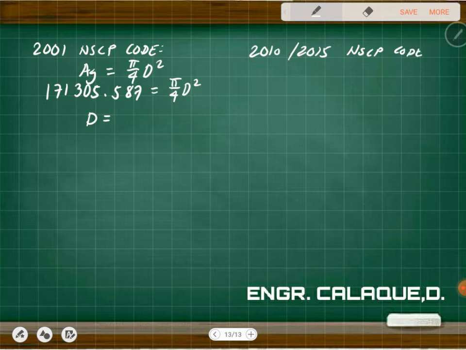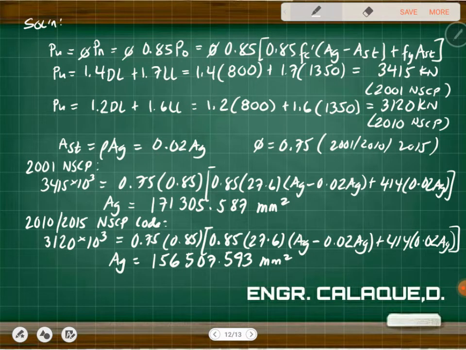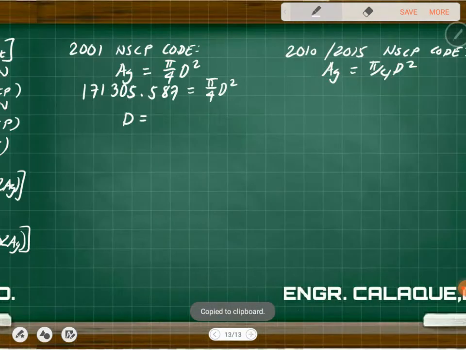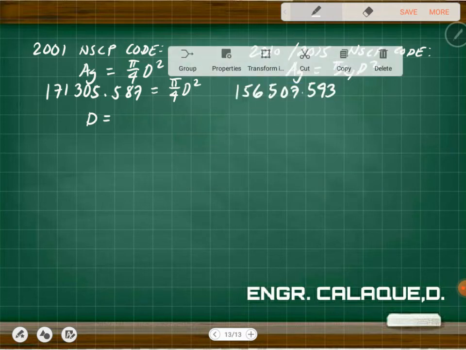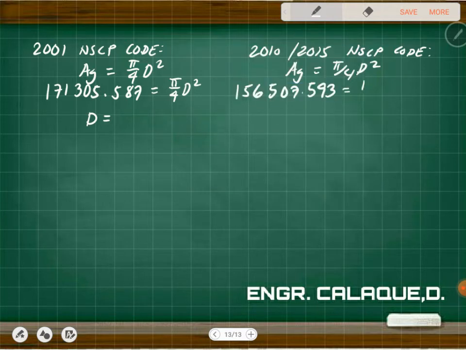Okay. And for 2010 or 2015 NSCP code, so the same. Gross is just equal to pi over 4 diameter squared. So, yung area gross niya is ito. Kopyahin ko na lang yan. And then, ayan na, no? So, we have pi over 4 diameter squared. So, thus, we have diameter.